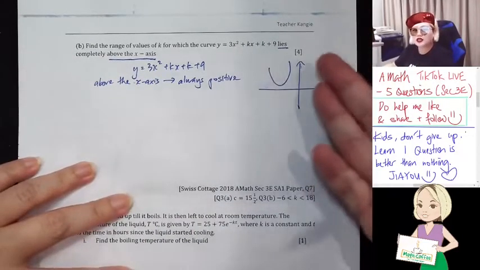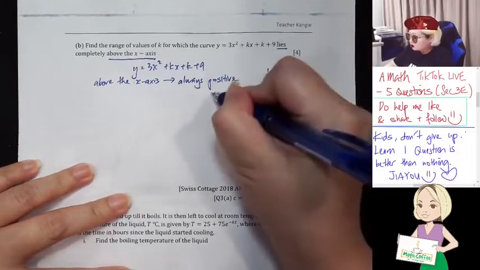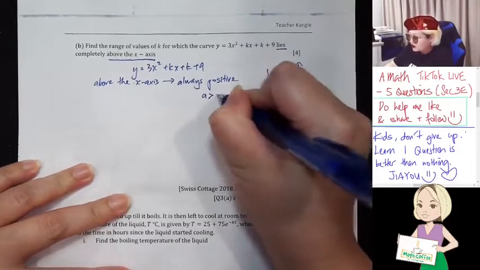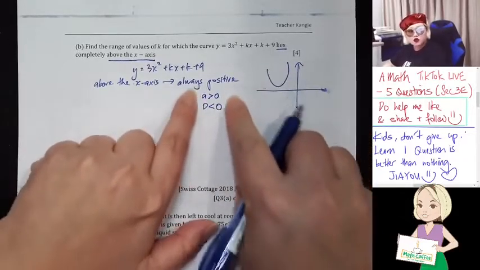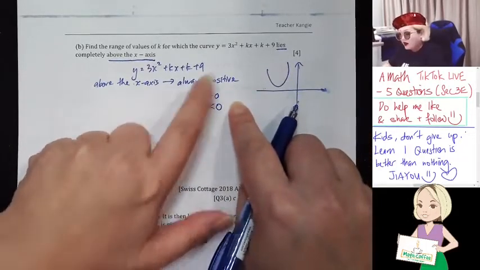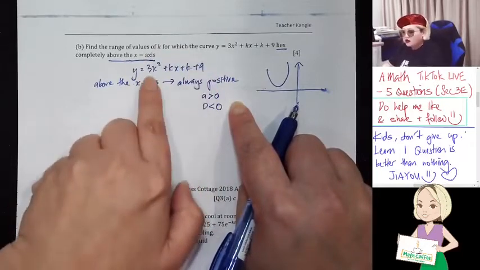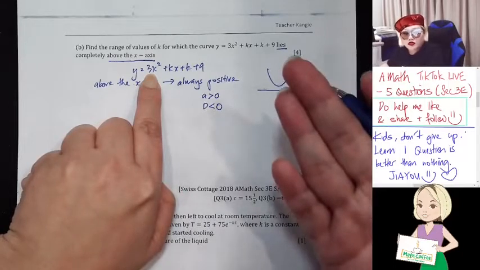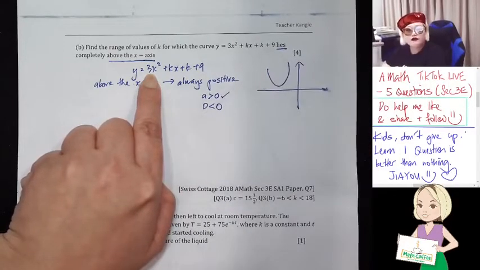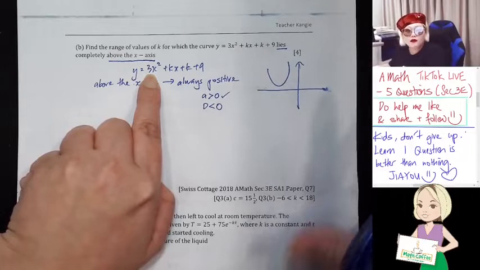Because it is a happy face, I have two conditions. It's a happy face and discriminant is less than 0. Please remember there are two conditions you need to fulfill. Then you look at the equation of the curve. The good thing is the a is already positive. Understand? So that means this is already fulfilled. That means I don't need to bother about my a more than 0.